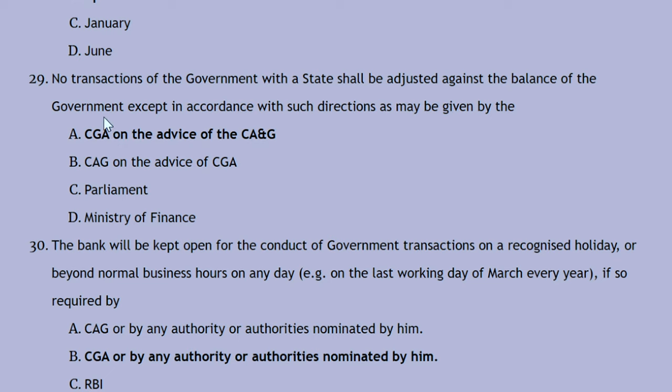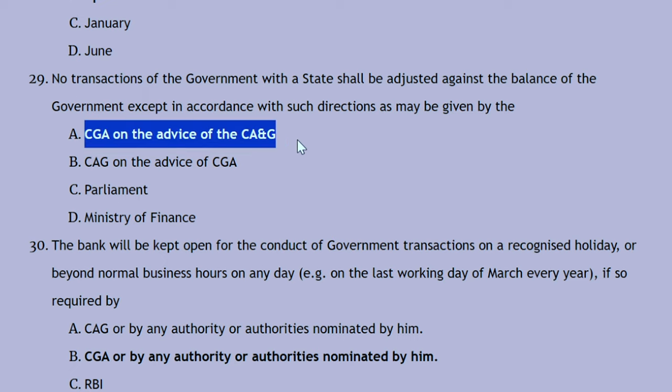29. No transactions of the government with a state shall be adjusted against the balance of the government except in accordance with such directions as may be given by the CGA on the advice of the CAG.